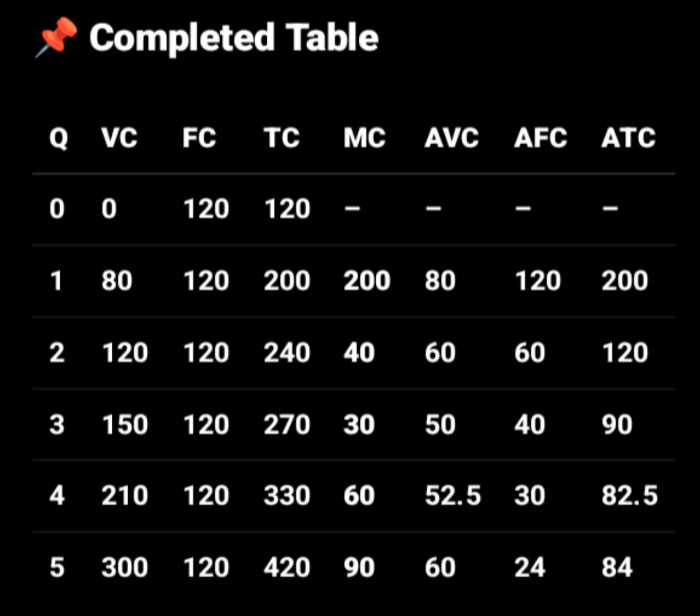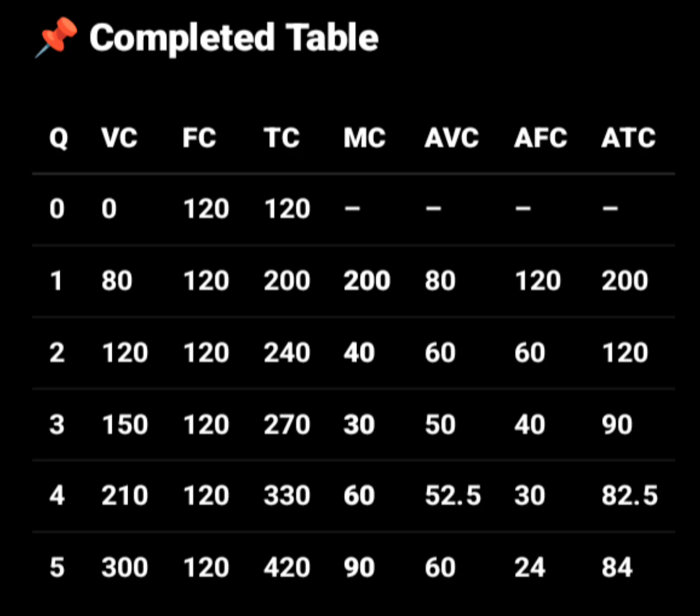For this activity, I will compute the total costs, marginal costs, average variable costs, average fixed costs, and average total costs for each output level, and explain where MC intersects ATC. So let's have the table first. As you can see, I already completed the table.